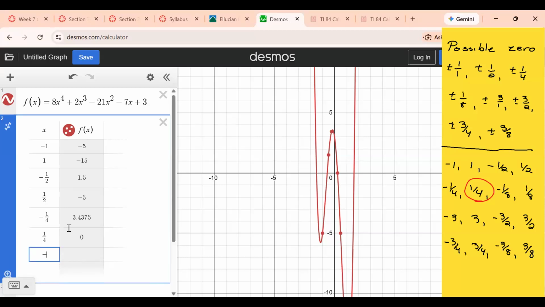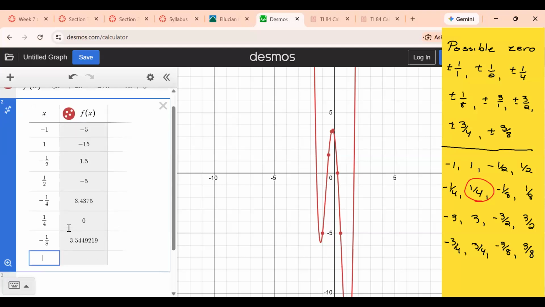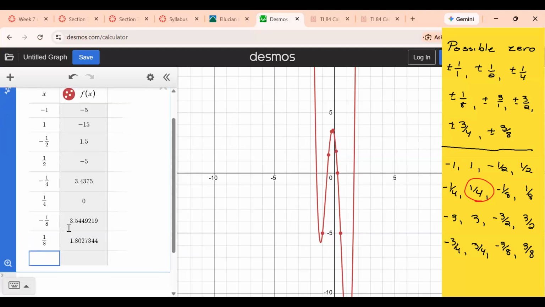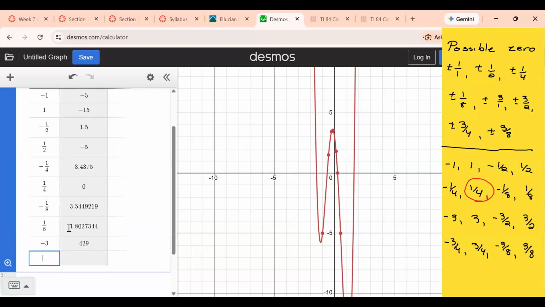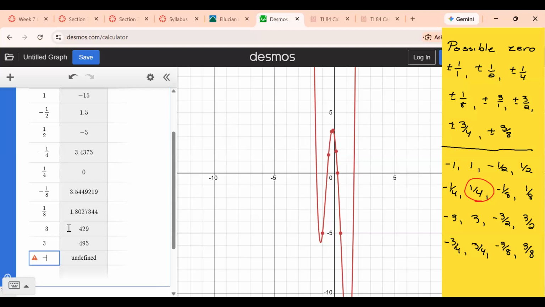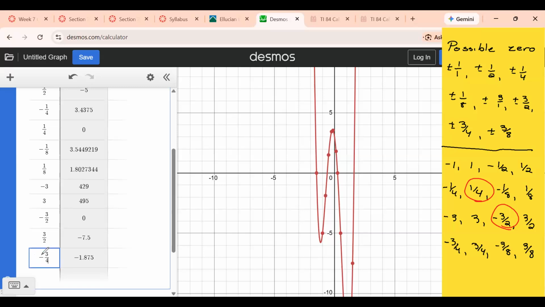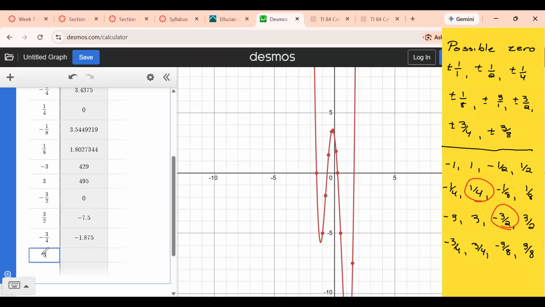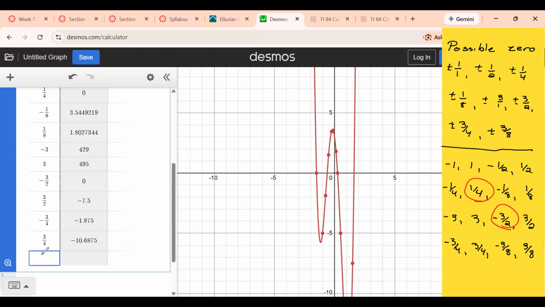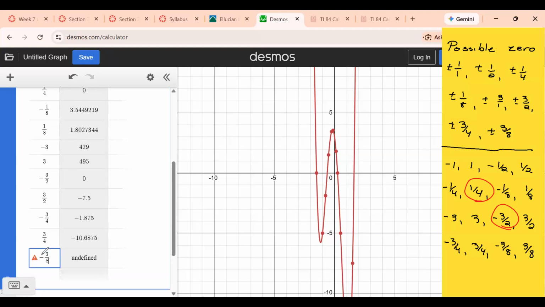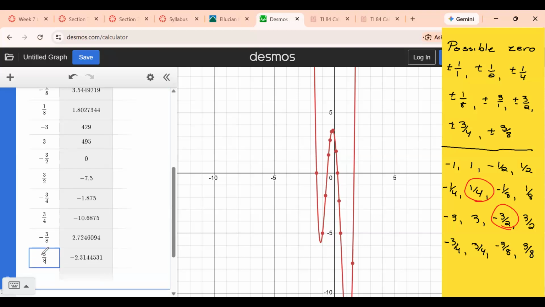We can do negative 1 eighth. We can do 1 eighth. We can do negative 3 and 3. Negative 3 halves. We do have to check all of them, 3 halves. We do have another one here. Which one? Negative 3 halves. Then we move on to negative 3 fourths, 3 fourths. Where we got negative 3 eighths and positive 3 eighths.